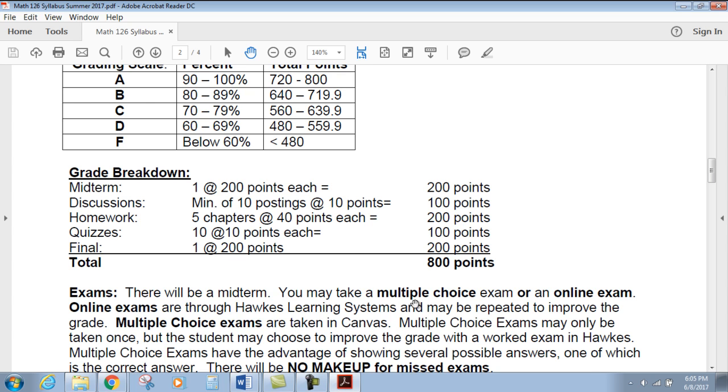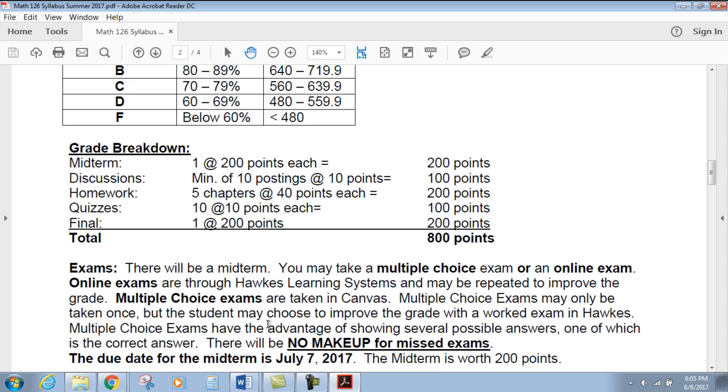So there'll be a midterm. You may take a multiple choice midterm or the online one, in which you work out the problems in Hawkes. The one through Hawkes, you may repeat it to improve your score, and you're working out the problem in that. But the one in Canvas would be taken one time. It's multiple choice. So if you want to improve your score, you can work on the one in Hawkes. The multiple choice one has the advantage of showing the several possible answers, one of which would be the correct answer. So if you like to guess, there you go.